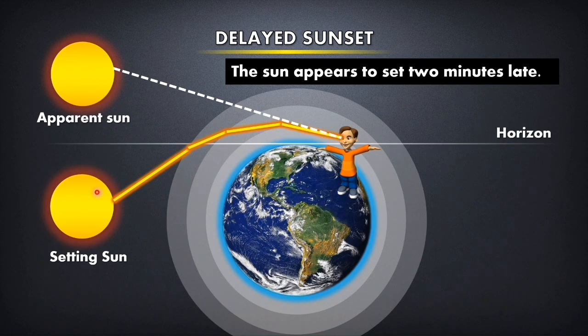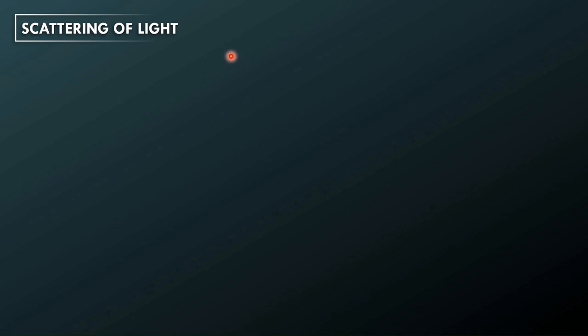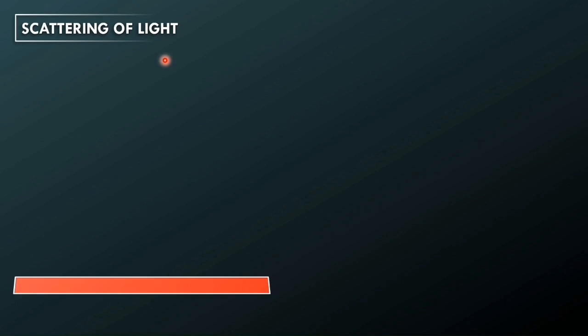Okay guys, so this entire phenomenon, the advanced sunrise and delayed sunset, is caused by variations in the refractive index of the atmosphere. So I hope it is clear now. So next let us discuss scattering of light. So guys, what do you mean by scattering of light? So when a beam of light falls on a rough surface, it is turned back in different directions. Okay? And it is called scattering of light.